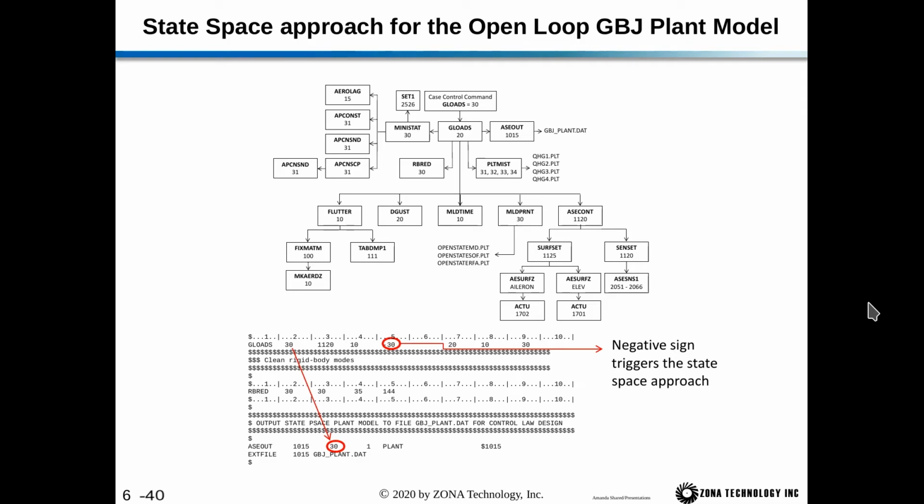And then lastly, we'll use the state space approach for the open loop GBJ plant model. So now we use a negative sign to refer to the MNStack card. So this triggers the state space approach for the Gust. And then also we're going to output the state space plant model to file gbj plant.dat for control law design.